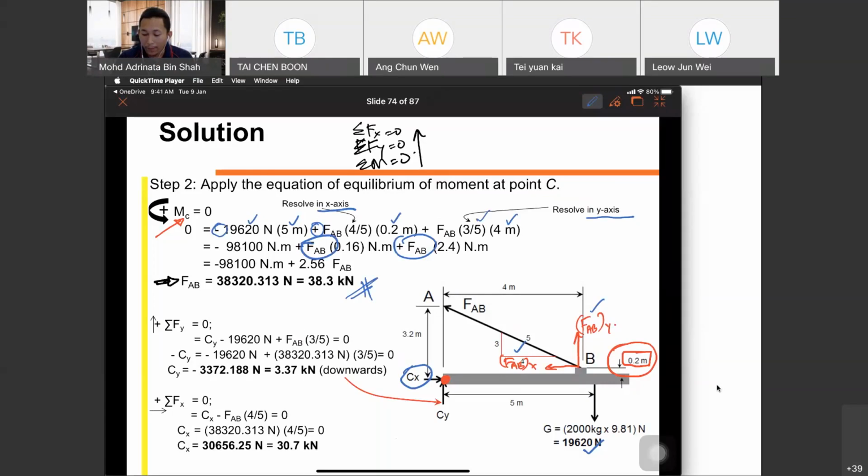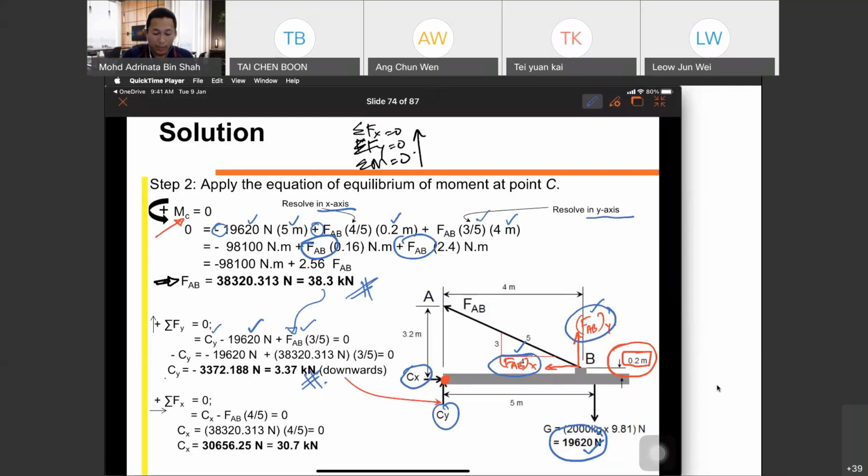We have FAB in X direction. Dah. So 2X untuk Y, CY, FABY, and also we have our load. So 3. CY in a positive direction, negative direction of the load, and we have FAB. So masukkan FAB dalam ni, we can solve your CY.